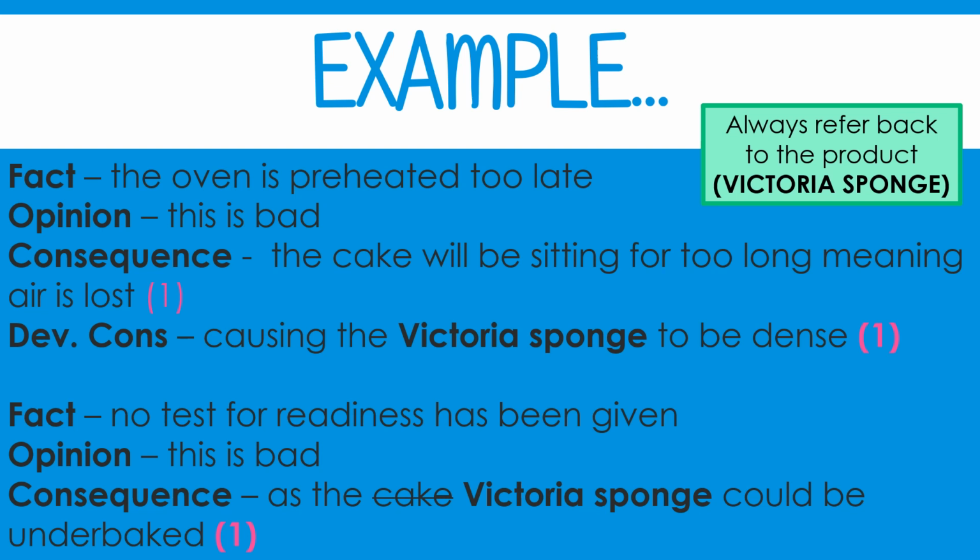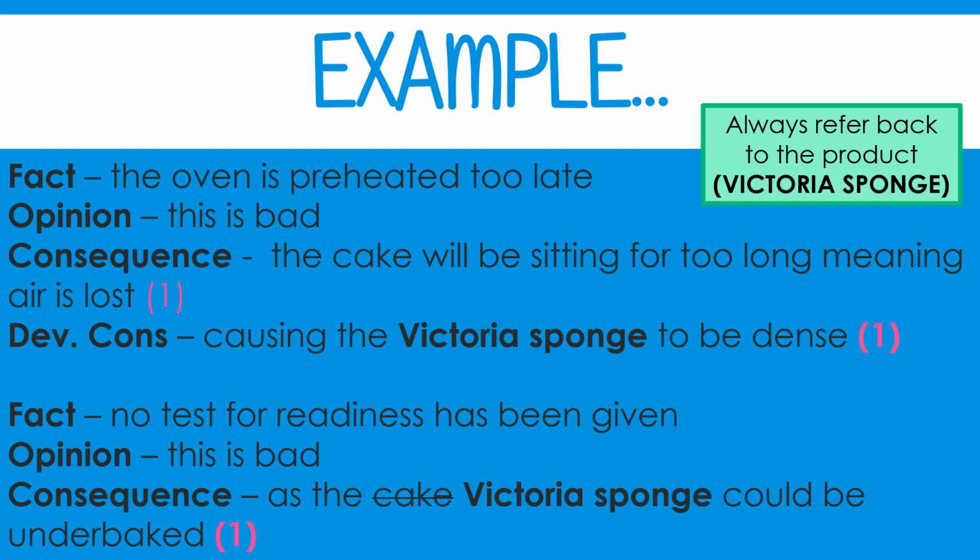So we've got our first mark after that. We then might want to be adding in a developed consequence for our second mark. So why is it bad that the cake is sitting too long? Why are we losing air? Why is that even worse? So a developed consequence for an additional mark would be something along the lines of causing the Victoria sponge to be dense. Remember, we want to refer back to the product, which is Victoria sponge, which we have done in the developed consequence. So that means we will get both marks.